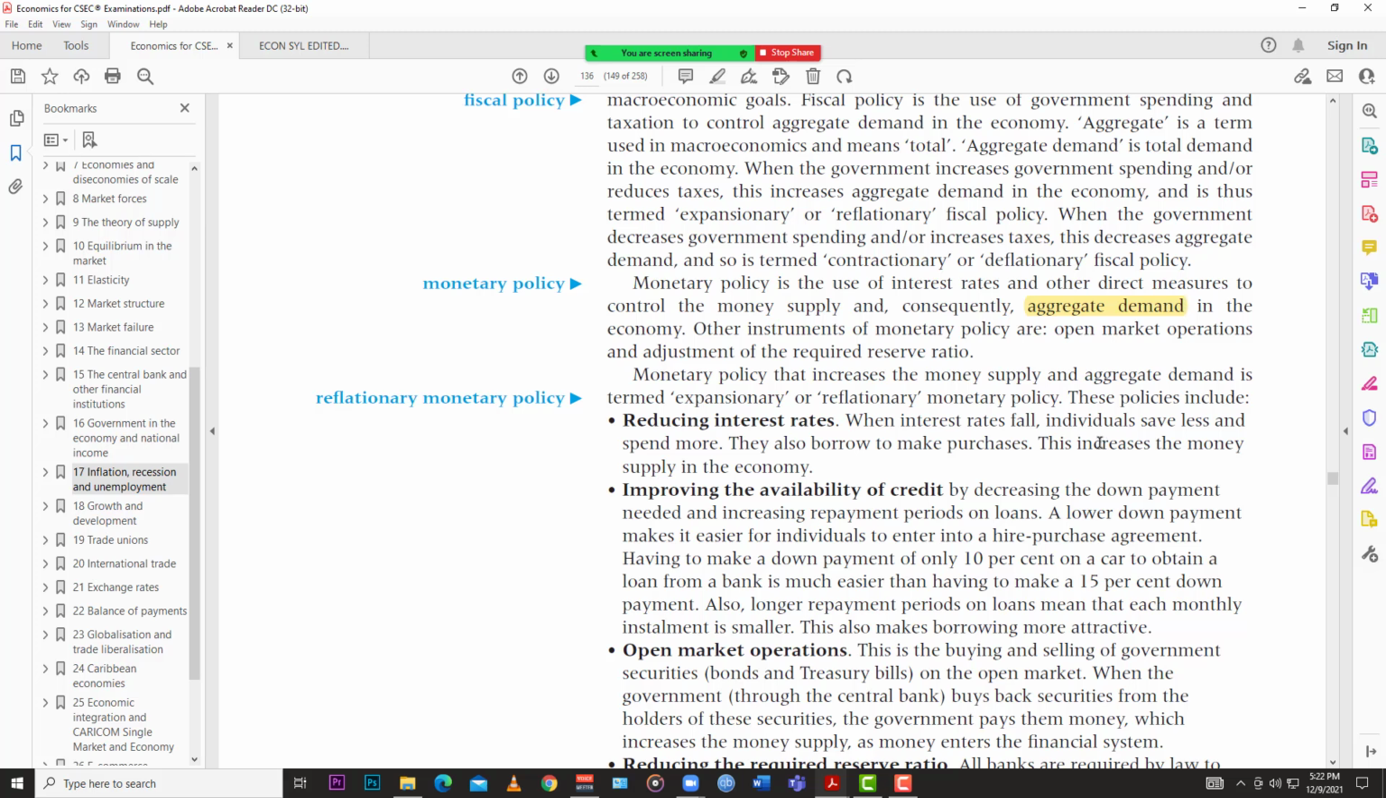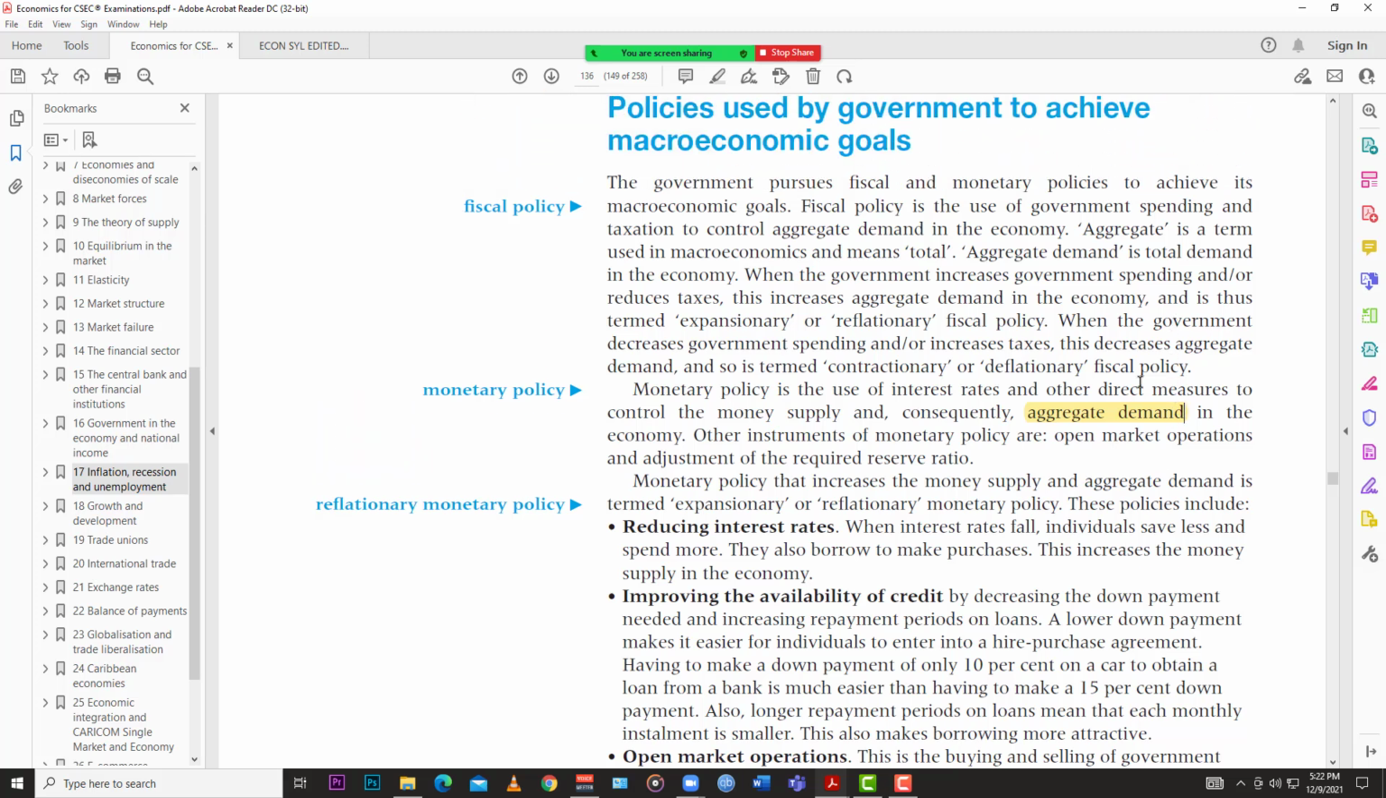Aggregate demand and aggregate supply is where you have supply being tallied for every single producer and demand for every single individual and firms on a macroeconomic level.